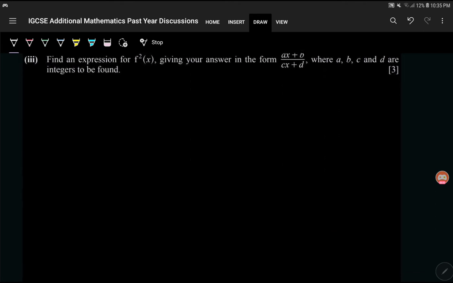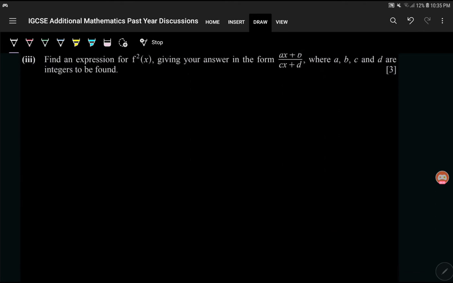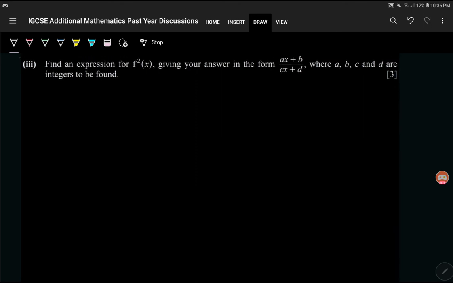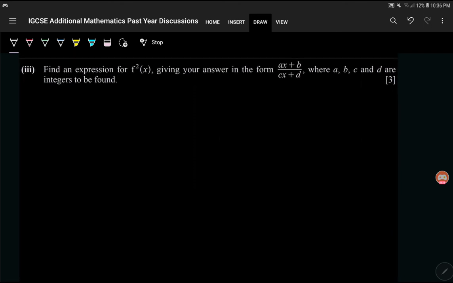Okay. And then we have the third and the last part of this question. Find an expression for f squared x, giving your answer in the form (ax plus b) over (cx plus d), where a, b, c and d are integers to be found. Okay, so now this question is related to composite function.